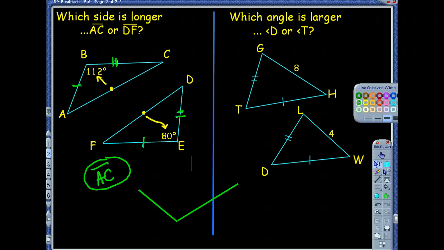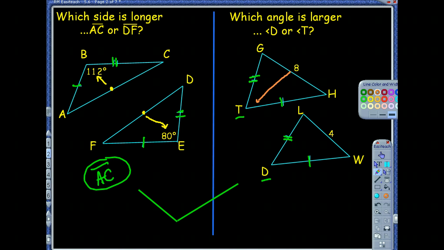Okay, so now look at what we've got on this next set of triangles. We still have the 2 sides that are marked as congruent. But here I'm not giving you the angle. It's similar to what we did, a similar idea. Now we're using side length to determine which angle, T or D, you think is larger. Well, I'm looking at the side it's across from, which is given, which is helpful. And since GH is the longer of the 2, the angle across from it, angle T, has to be the larger.